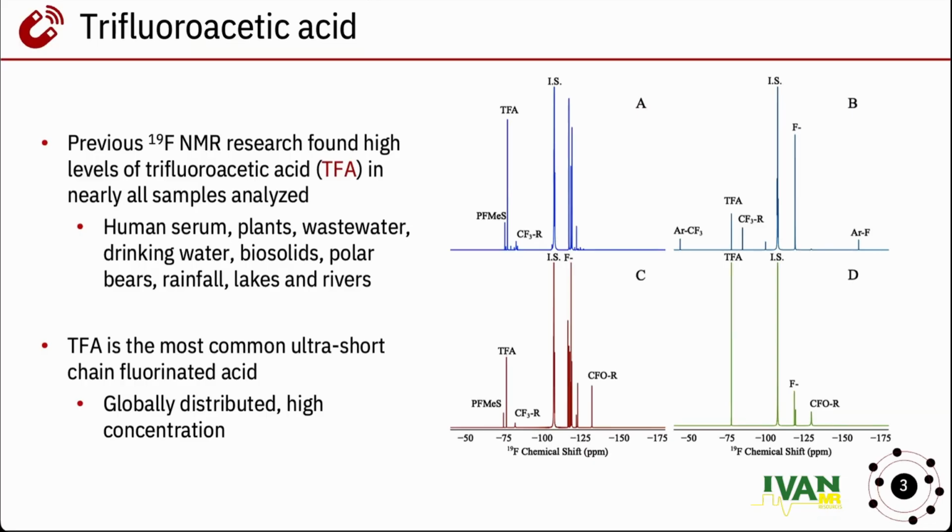And the thing that's been consistent across all these samples is they all have reasonably high levels of this small molecule trifluoroacetic acid. If you're an organic chemist, it might be one of your favorite solvents to use. If you do separation science, it might be one of your favorite additives to use. As an environmental PFAS chemist, the fact that it exists in almost every single sample to date is very highly concerning. There's a number of reasons why it's so prevalent, but ultimately it's the most common ultra-short chain fluorinated acid out there.